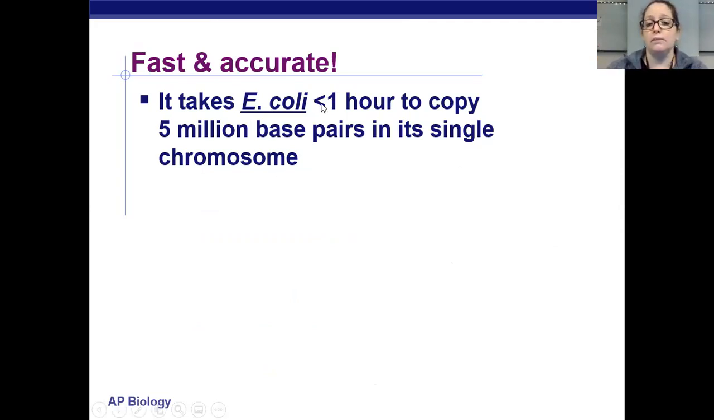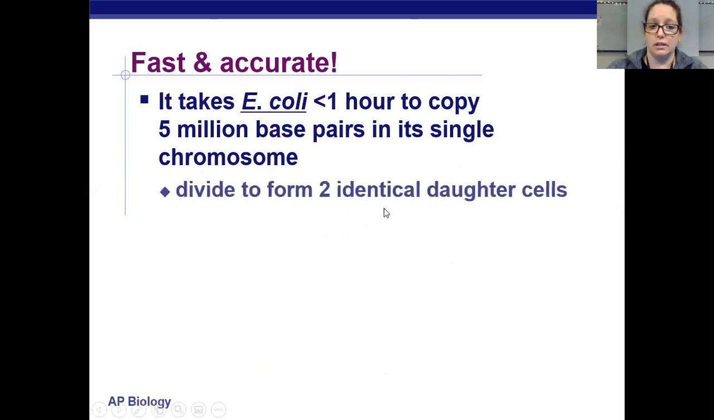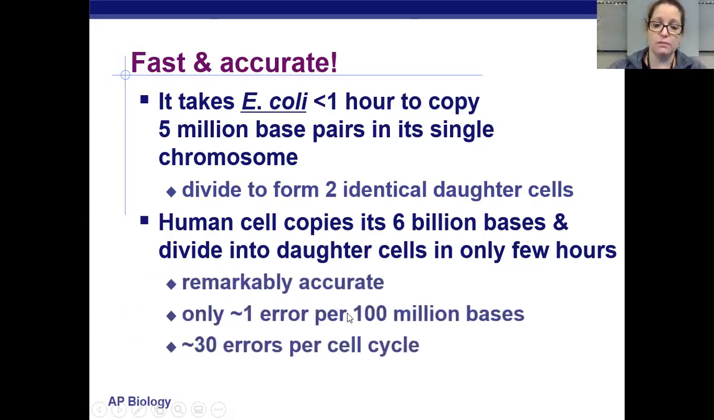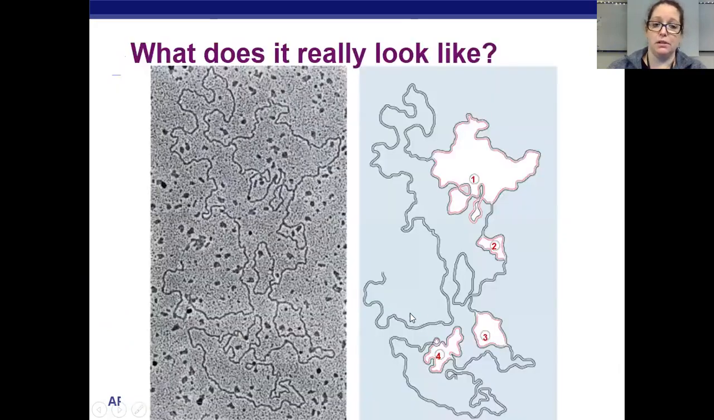It takes E. coli approximately 1 hour, it's really about 45 minutes in optimal conditions, to copy 5 million base pairs in its single chromosome. Human cells can copy their 6 billion bases and divide into daughter cells in only a few hours. It's remarkably accurate. Only approximately 1 error per 100 million bases, 30 errors per cell cycle.